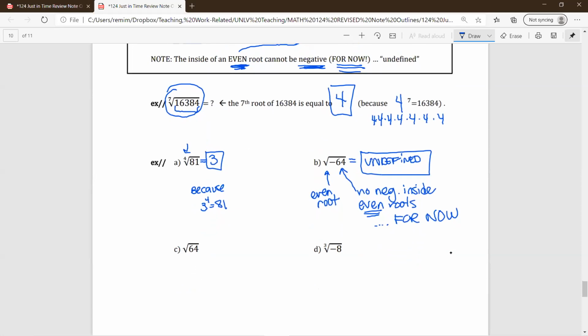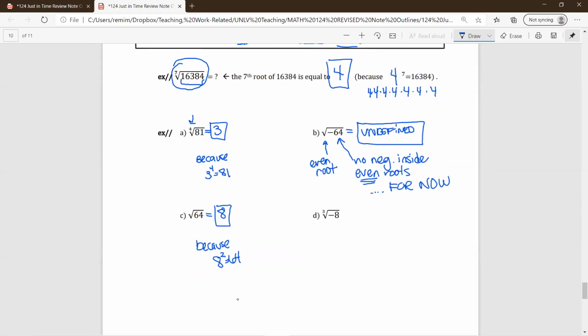Part C, the square root of 64. So that's just saying what number times itself will give you 64. That's the number 8. Because 8 squared equals 64.